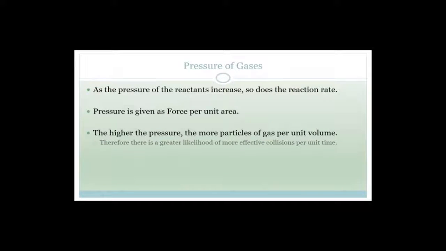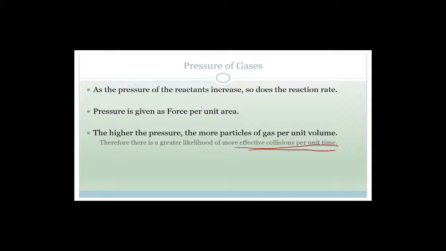Okay, so now let's talk about pressure. The pressure of the reactants is the same as concentration, really. As the pressure of the reactants increases, so does the reaction rate, okay? Remember, pressure is given as force per unit area. But let's think about this. The higher the pressure, the more particles of gas per unit volume, and therefore, there's a greater likelihood of more effective collisions per unit time.